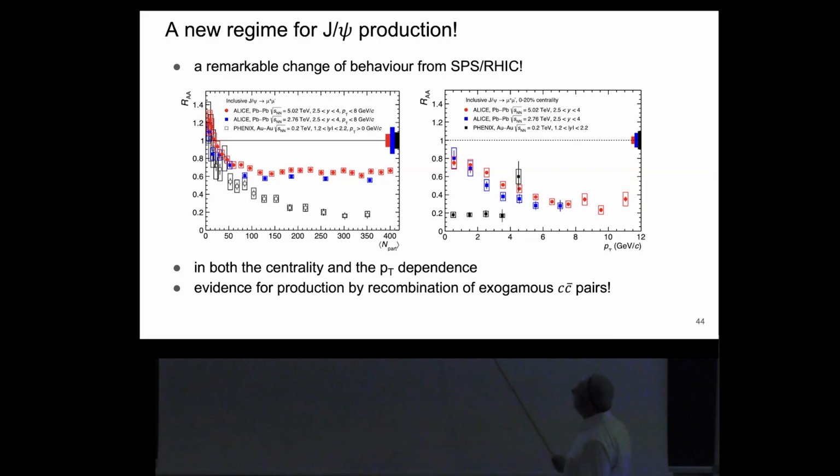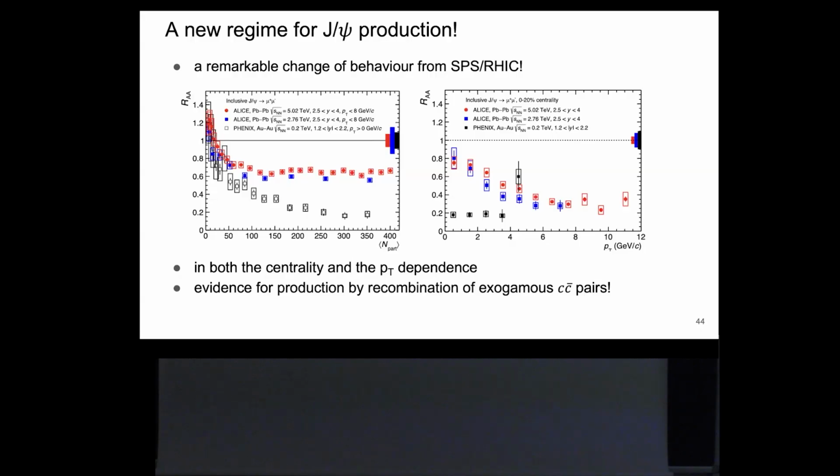And there is a significantly different transverse momentum distribution. It's flattish at RHIC. If anything, it goes up, whereas it goes down at the LHC. This squares very well with the following. There are many charm quarks.